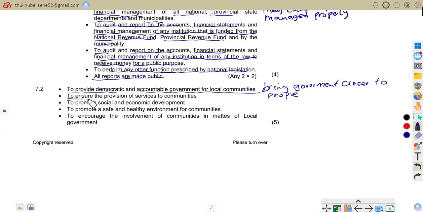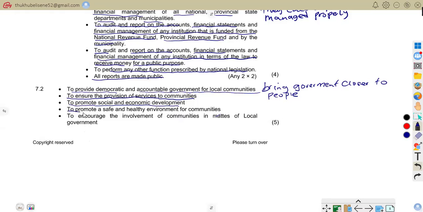Also, to ensure the provision of services to communities, whereby they deliver water, sanitation, electricity. Also to promote social and economic development by creating jobs and uplifting communities. For example, a municipality opening a local skills center. That is how they are going to uplift the communities.